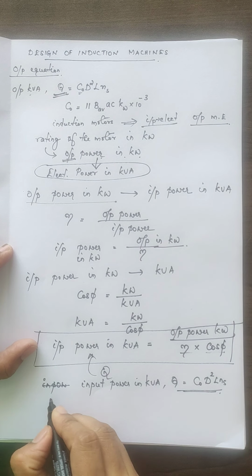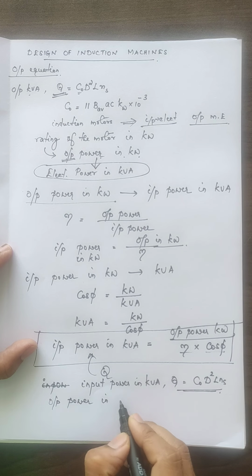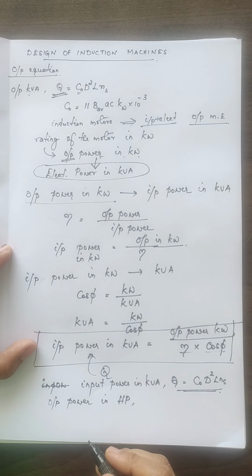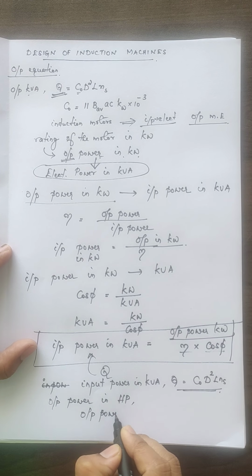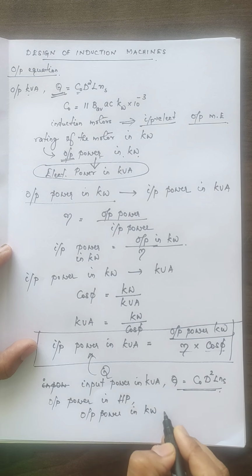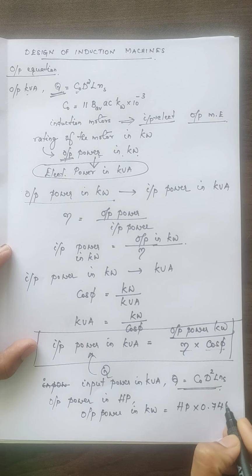And if output power or rating of the machine is given in HP, how will you convert it to kilowatt? Output power in kilowatt is equal to HP, horsepower rating, into 0.746 kilowatt.